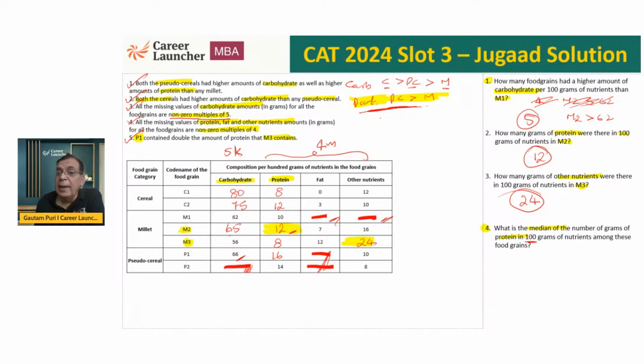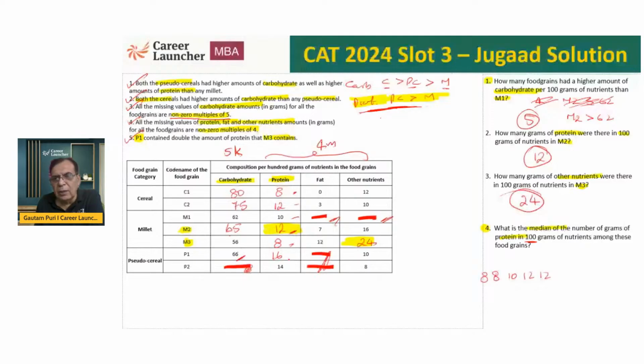We want to find the median of the number of grams of protein in 100. So what is the median of protein? What are the values? Let's start from the smallest to the highest. The smallest is 8, two 8s actually. Then we have 10, then 12, 2 12s, then 14 and 16.